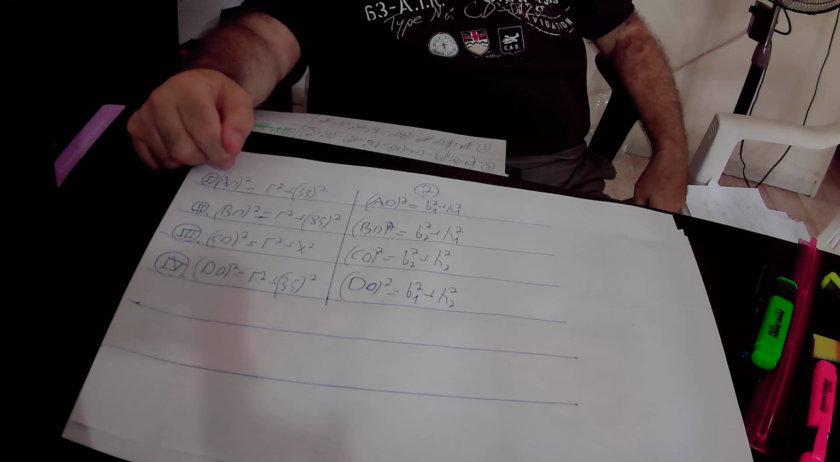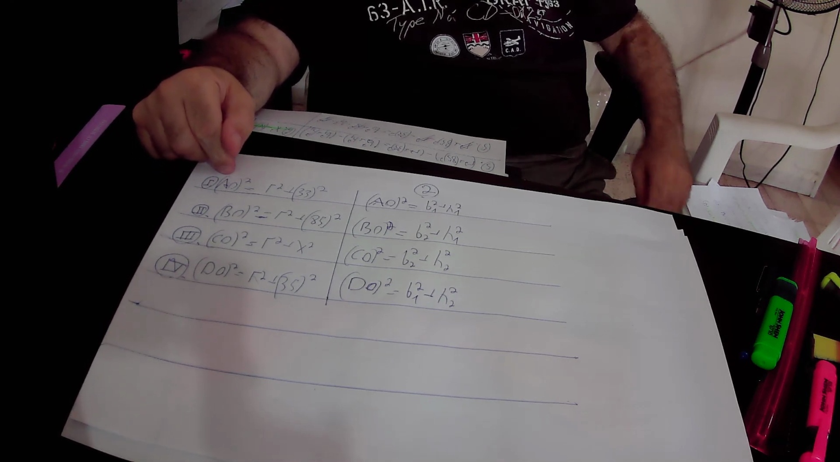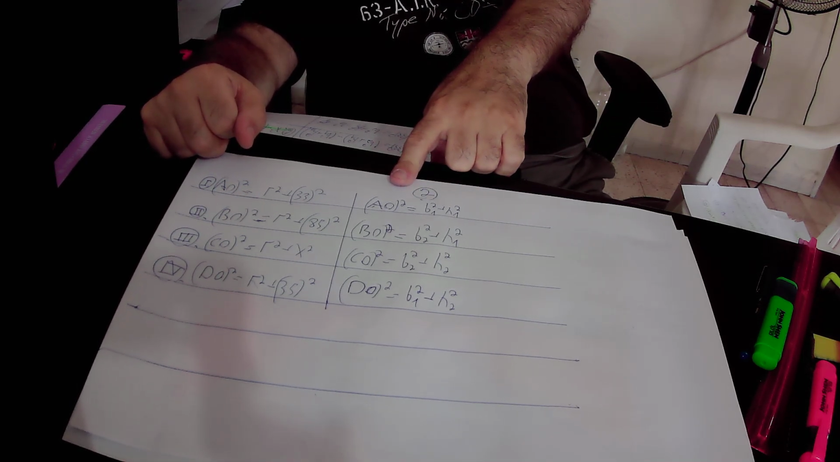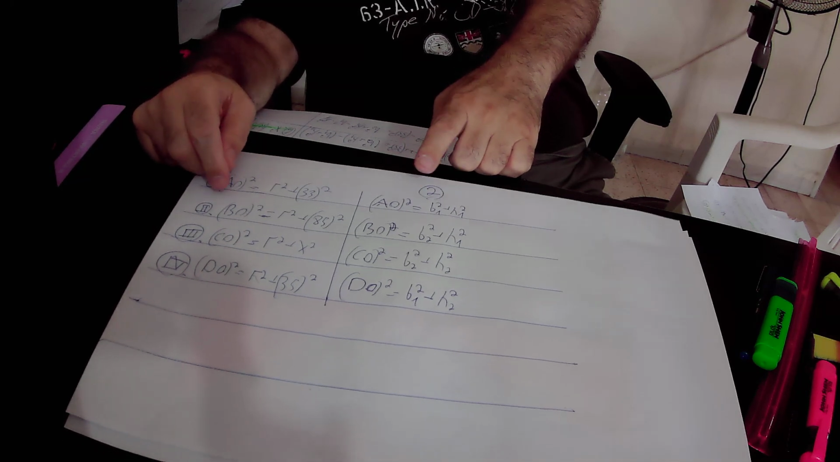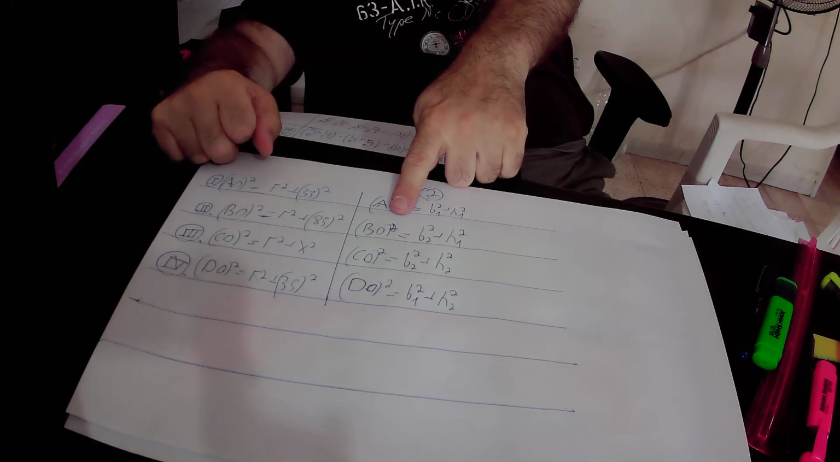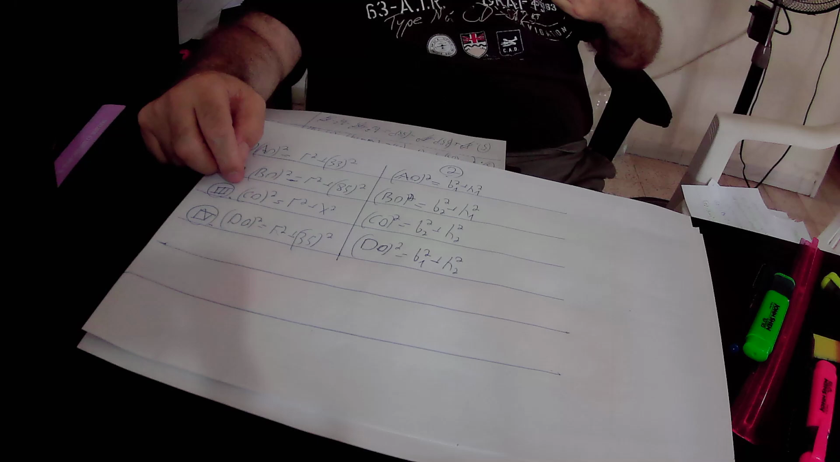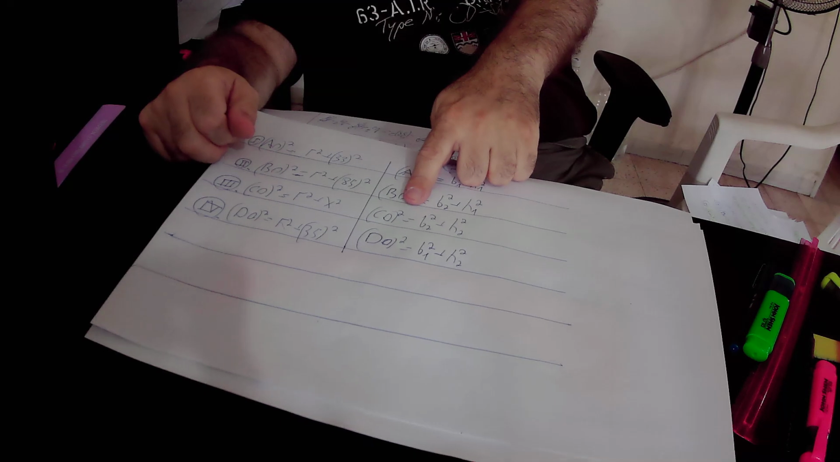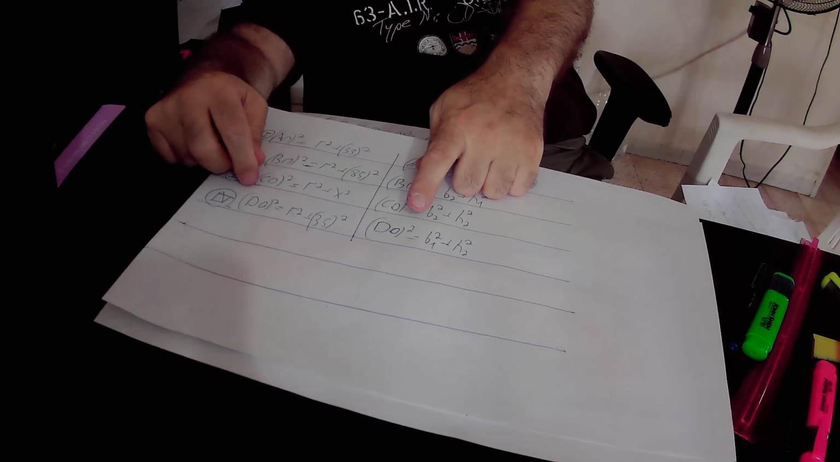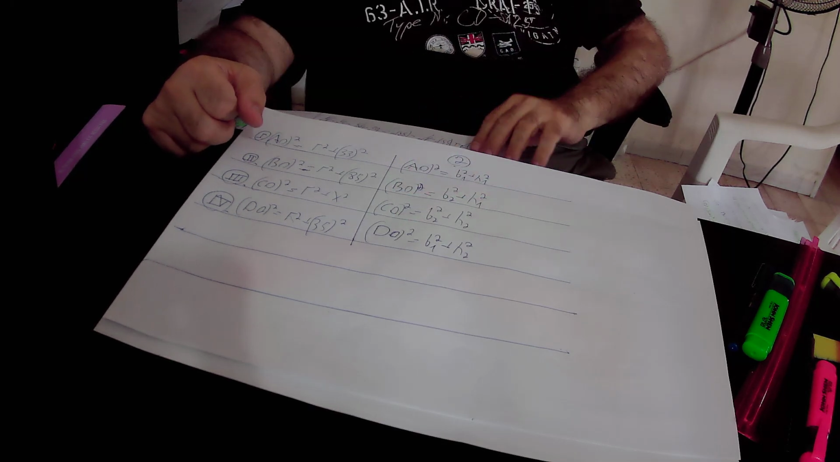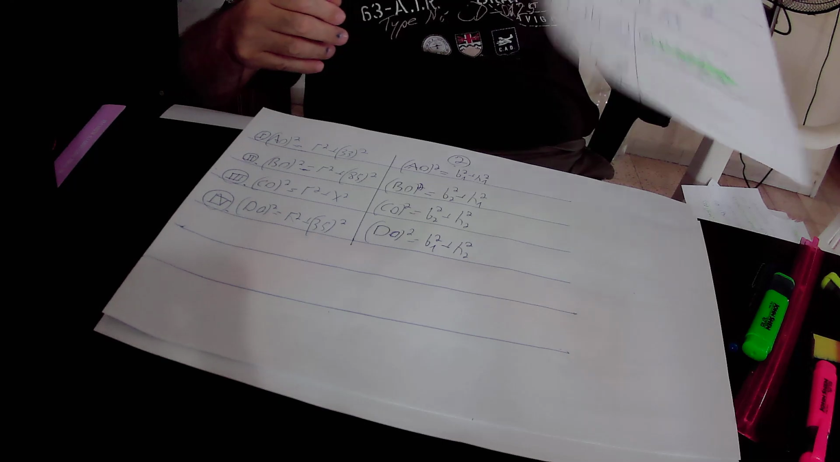According to equation number 1, AO square according to this expression must be equal to AO square according to this expression. Then we created equation number 2 that states that BO square according to this expression must be equal to BO square according to this expression. Then we created equation number 3 that states that CO square according to this expression must be equal to CO square according to this expression. And finally we created equation number 4 that states that DO square according to this expression must be equal to DO square according to this expression. So those are the four equations that we created.